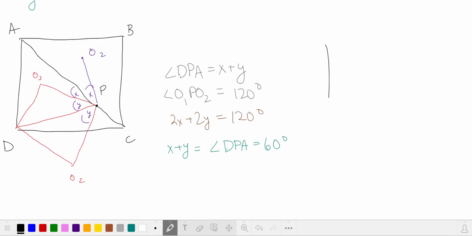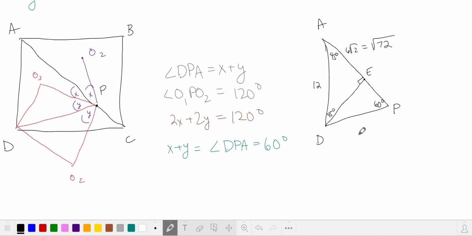Let's redraw triangle ADP. AP was part of the diagonal, so this is 45 degrees, this is 60 degrees. AD is the side of the square, that was length 12 from the problem statement, and we're interested in the length of AP. I'll draw this altitude. We have a 45-45 triangle, so the distance from A to E is 6 root 2. I'll write that as the square root of 72. And the distance from E to P is 6 root 2 over root 3, and this simplifies to root 24.